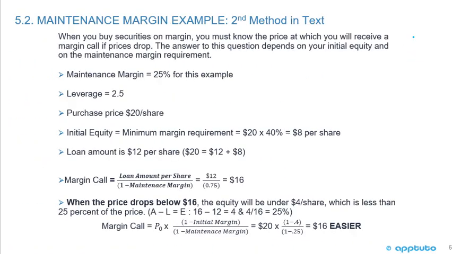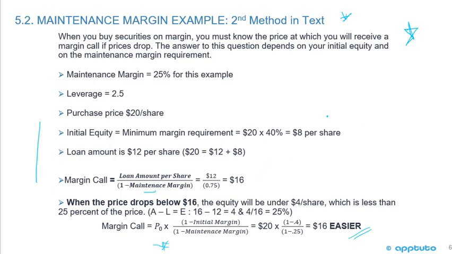Okay, maintenance margin example. There's a second method in the text. I just want to point this out so that we're consistent with what's in the textbook. But as I said, this formula, just skip to the bottom, price times 1 minus initial divided by 1 minus the maintenance, is a lot easier. I wrote that. But this is the example that they go through in the text. The margin call is the loan amount per share divided by 1 minus the maintenance margin, okay?